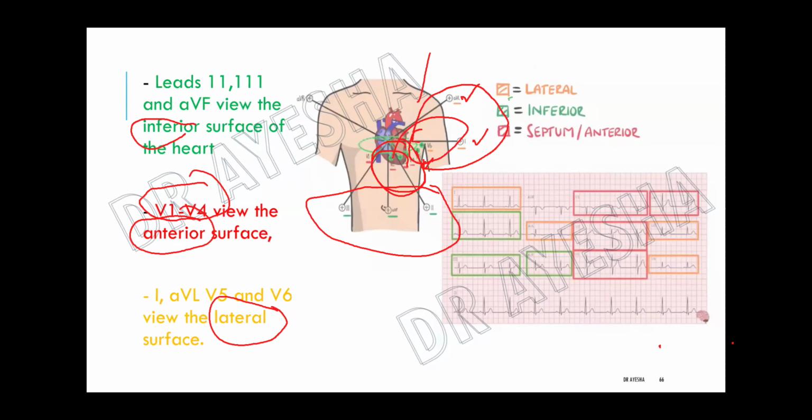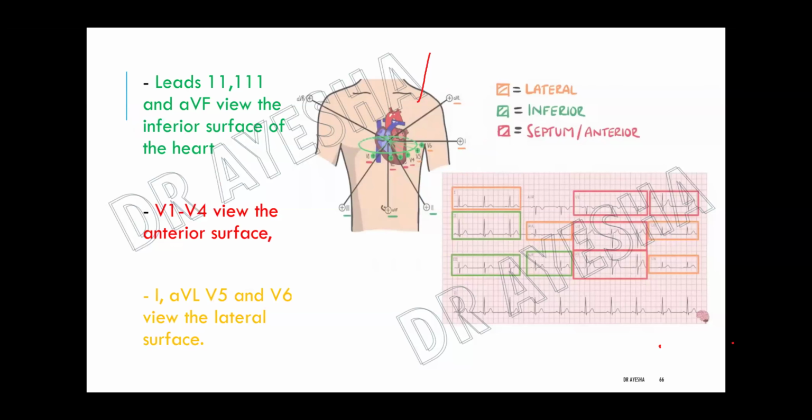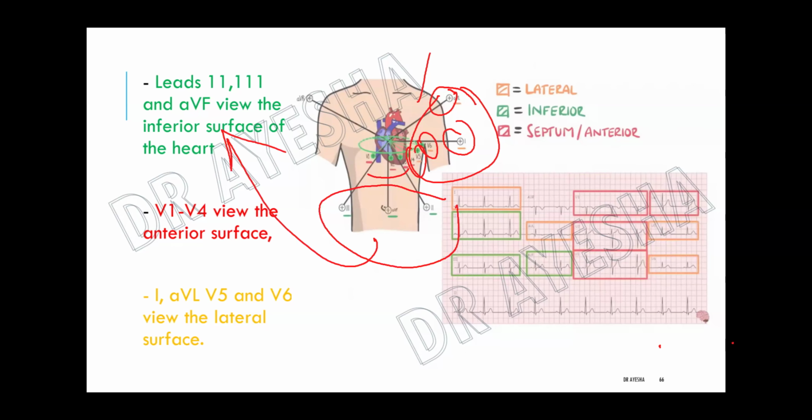Is that okay? You have to remember which leads are responsible for which side. I've already made it easy: the left arm, V5, V6, and lead 1 are lateral. V1 to V4 is anterior, while 2, 3, and AVF are the ones looking at the heart from the inferior surface.